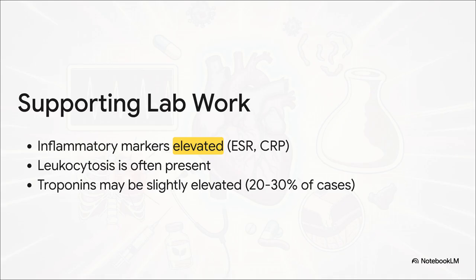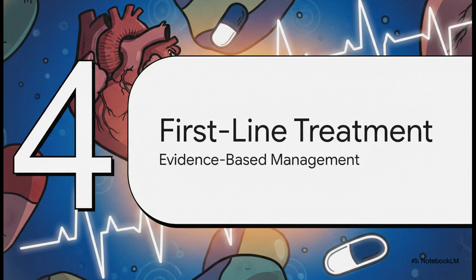But here's a tricky part that can trip people up. Don't be surprised if you see a slight bump in the cardiac troponins. It happens in about a third of cases, means there's a little bit of heart muscle inflammation too, but it doesn't automatically mean the prognosis is worse. So we've nailed the diagnosis.